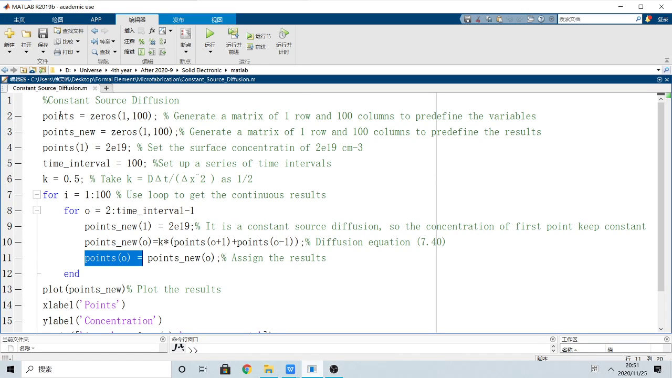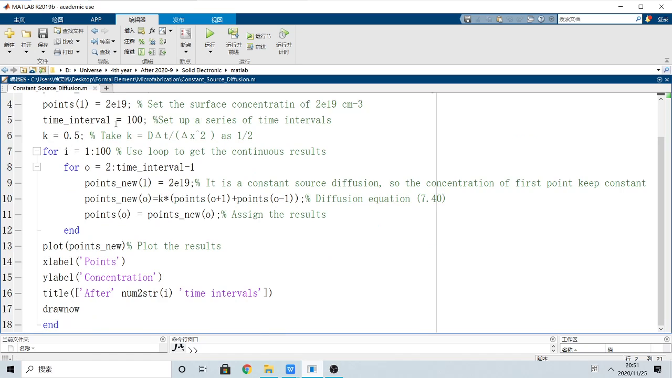Initially, we set two one-dimensional arrays. First is points and second is points new, they are arrays of ones multiplied by 100, and then we set the back concentration equal to 2e19, and we set the time interval equal to 100. You can change it anyway, and set the constant. This constant equals this equation, but in this special situation we just need to set it equal to 0.5.